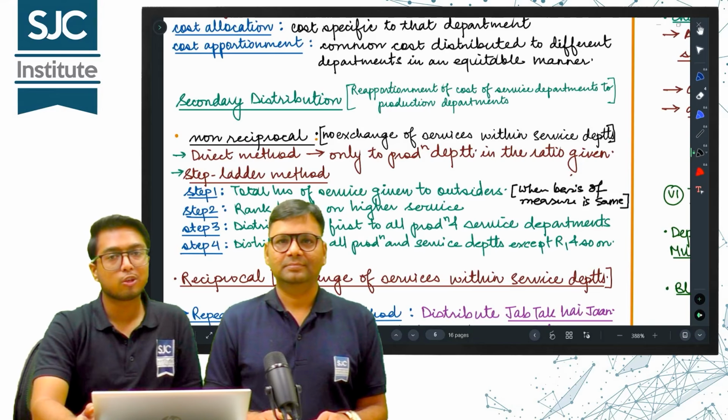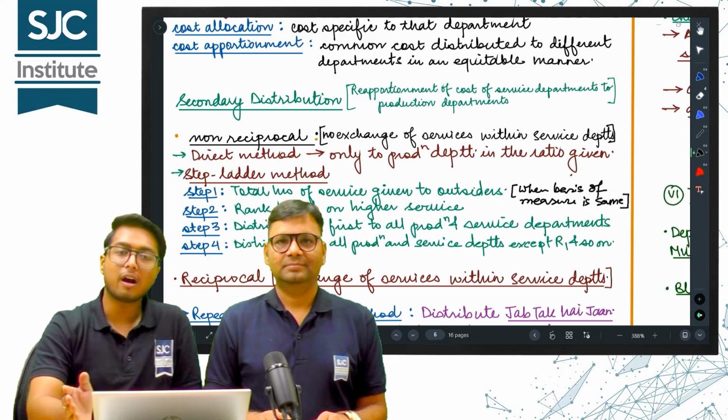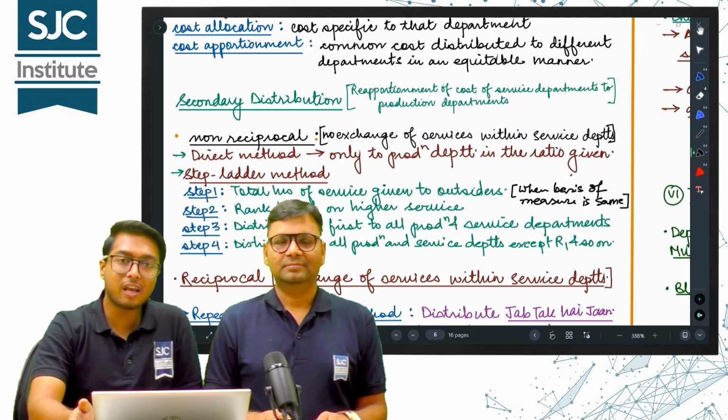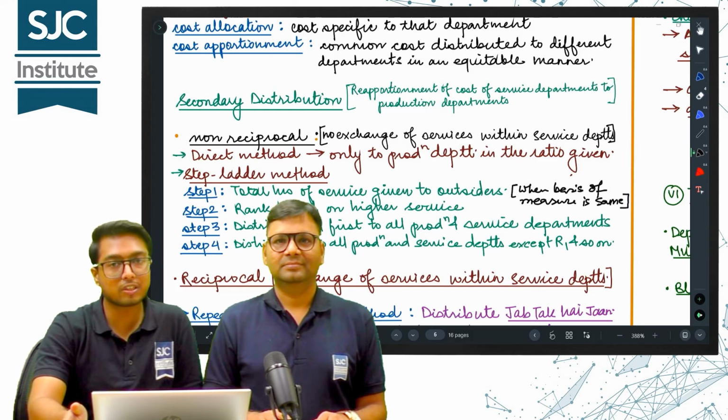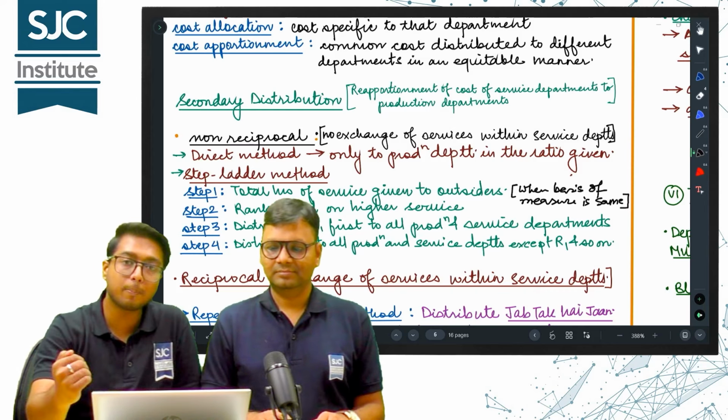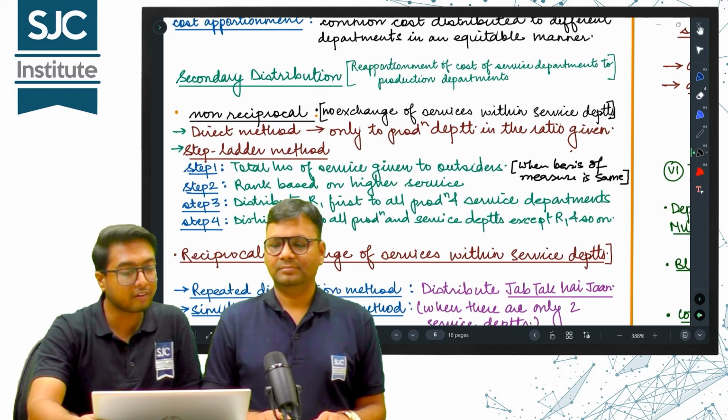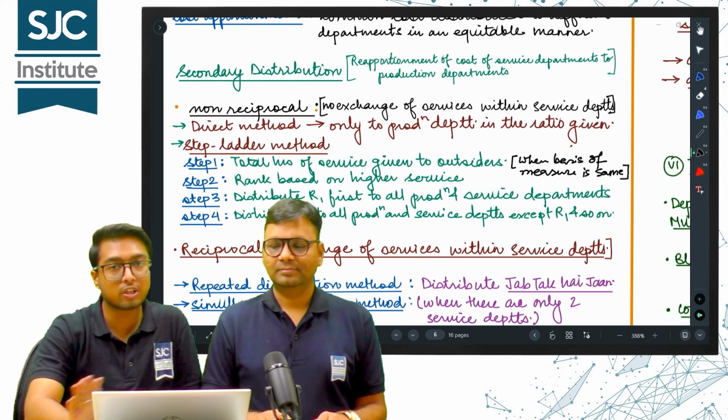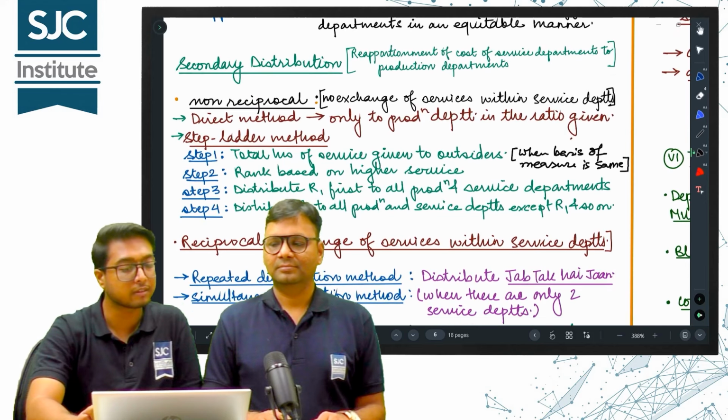Secondary distribution. So what is secondary distribution? Under secondary distribution, we reapportion the cost of service departments to the production departments. Under this, there are two methods. First one is reciprocal, which means that the service departments provide services to service department and to the production department. But in case of non-reciprocal method, the service department provides services only to the production departments. There is no exchange of services to the service departments.